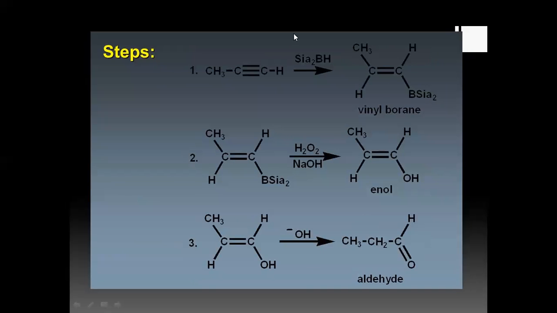In the first step, this group will attach with this carbon atom. It will form vinyl borane. Then this vinyl borane will become enol in the presence of hydrogen peroxide and sodium hydroxide. This will be replaced with the hydroxyl group. Then in the next step, it will be converted into aldehyde.